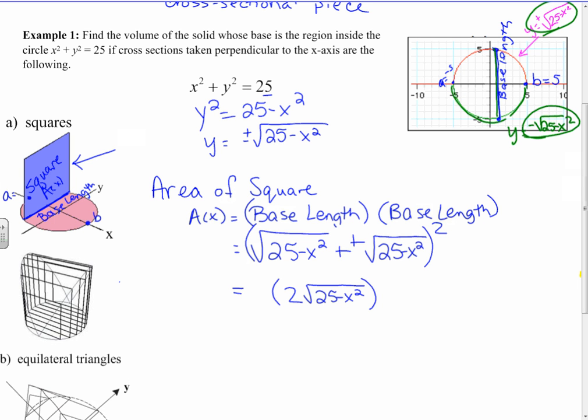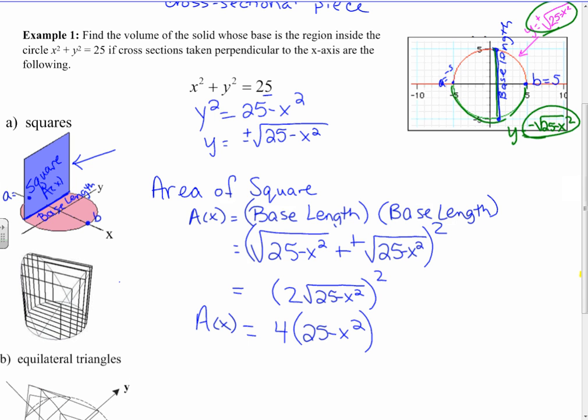And then we want to square that quantity. So squaring that would give us 4. The square root is gone, so I'd have 4 times 25 minus x squared. And this is representative of the area of the square cross-sectional piece. As x changes, so does the area of the square.